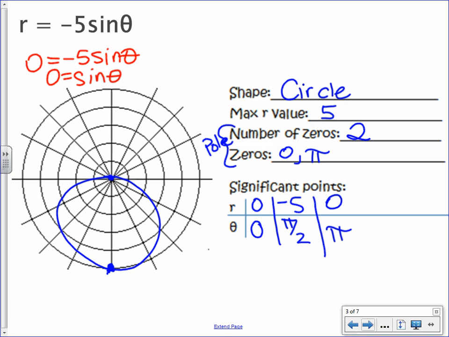Okay. Circle should be the easy one, right? Does anyone have questions about the zeros? The number of zeros, I'm just asking, how many times does it go through the pole? What theta values are those times? For a circle, you're either going to have 2 zeros. If it is a cosine circle, you're only going to have 1 zero. Would you like to look at a cosine circle or not? Yes. Okay.